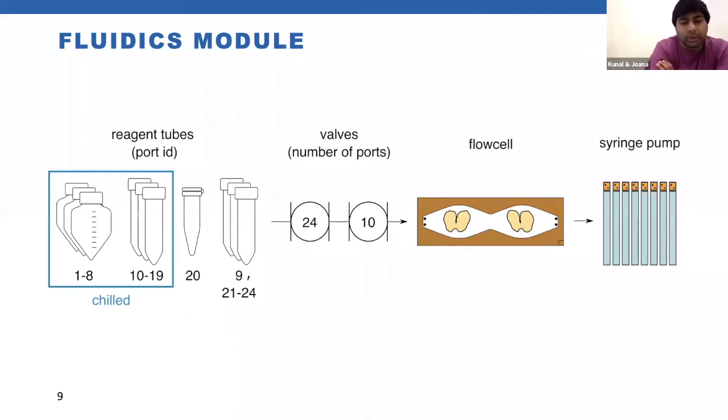The fluidics module consists of a bunch of valves and pumps. So buffer is pulled from reagent tubes through a series of 2 different ports or valves, through the flow cell, and then out of the flow cell into the syringe pump. The buffers can be chilled in the onboard chiller on the HiSeq, and there are 24 ports on the reagent valve. But on the stock HiSeq, only ports 1 through 8, 10 through 19, and 20 are actually plumbed. We modified the HiSeqs to add more reagent lines at ports 9 and 21 through 24.